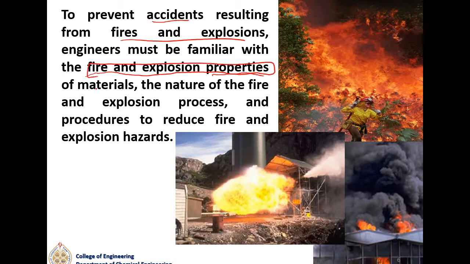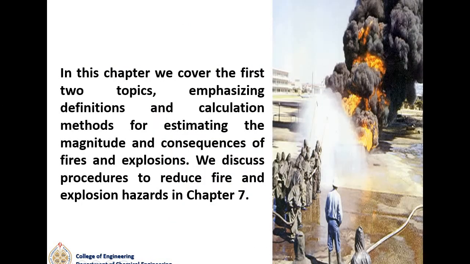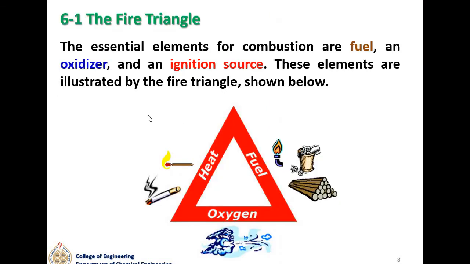So we need to know the properties of the materials, of the chemicals that we are going to be dealing with. In this chapter again, we're going to cover 2 or maybe 3 topics, emphasizing of course all the definitions regarding fires and explosions. Later we are going to take some procedures on how to reduce fires and explosions, and that will be in chapter 7. But how to do the calculations of fires and explosions, and how many people could die or get hurt because of that explosion, will all be in chapter 6. This is our chapter.